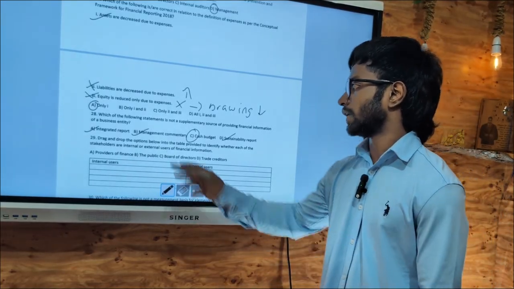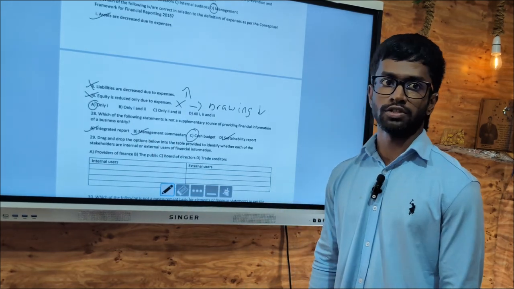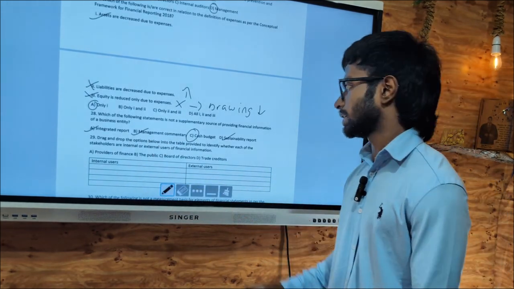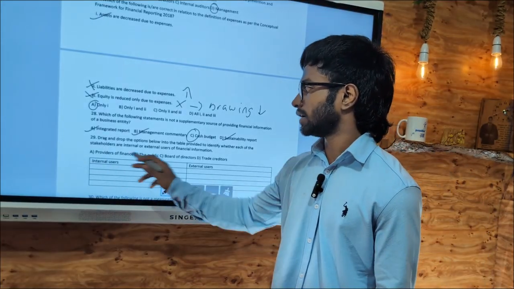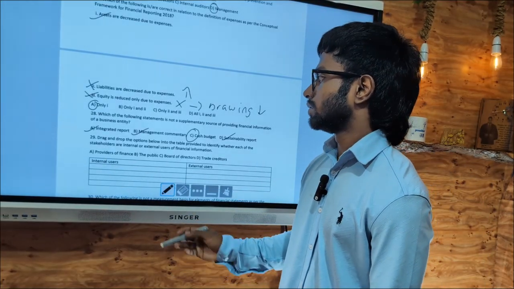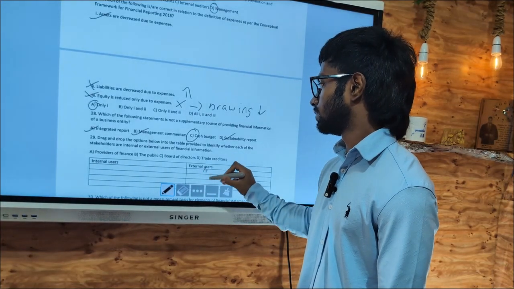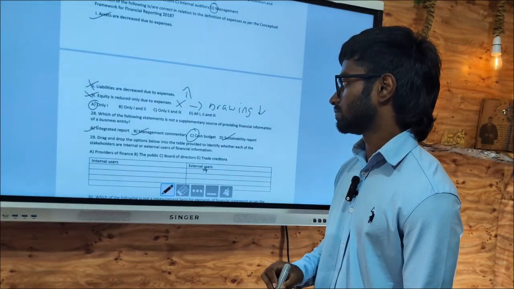After that, we have to drag and drop. So you get these types of questions also in the exam. We have to drag and drop internal users and external users. So here, providers of finance. That will be from people outside, right? So A would come under external users.